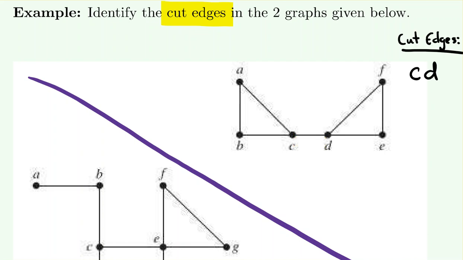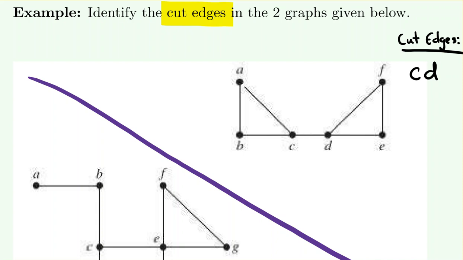Okay. Let's consider the other edges. Imagine the edge AB was removed. Notice the graph is still connected. You could eventually get to B by going through C and then to B. So it's still connected, which means AB is not a cut edge. The reason CD is a cut edge is notice if we delete that edge, there's no way to get from A to, for instance, D.